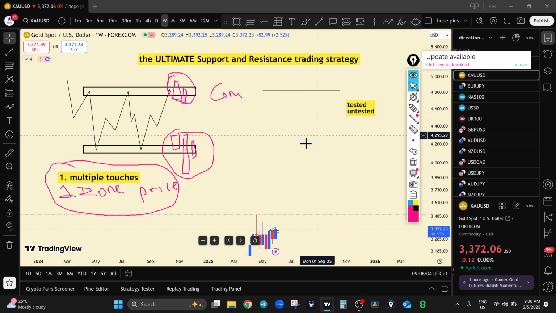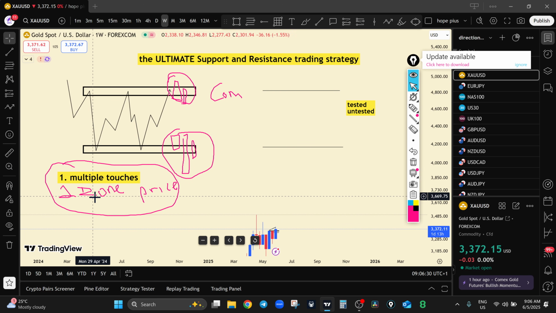I prefer the untested levels. That is when you draw a chart level and price has not come to it. It is better compared to where you have multiple touches. You just want a single touch before you take your decision to sell in area of resistance and a decision to buy in the area of support. A single price, not a zone.